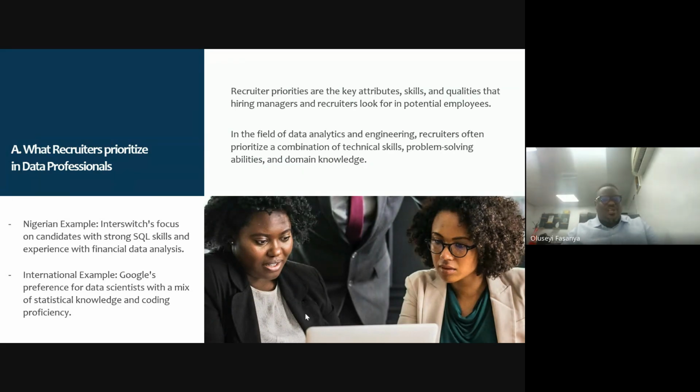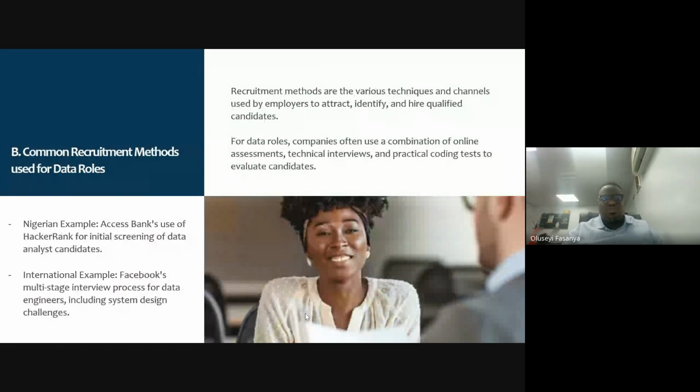In Nigeria, for example, Interswitch focuses on candidates with strong SQL skills and experience with financial data analysis. As you know, Interswitch is very keen on the financial sector, so that's the kind of skills they are looking for. On the international field, Google has a preference for data scientists with a mix of statistical knowledge and coding proficiency. It speaks to the kind of skills required by recruiters today.